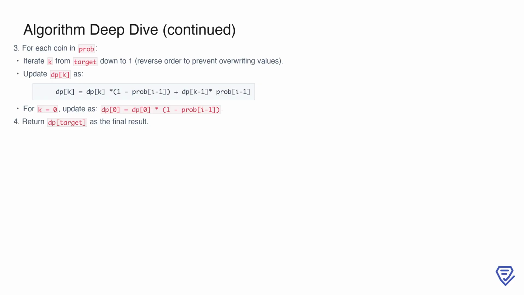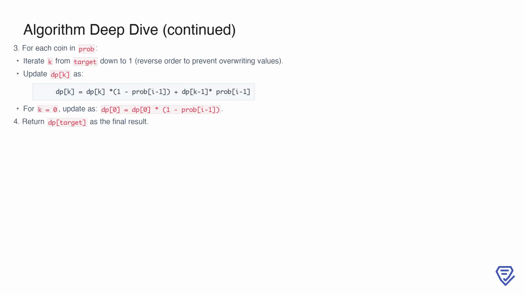This reverse iteration is crucial to prevent overwriting values that are still needed for calculations. For each k, we update the probability using the formula dp[k] = dp[k] * (1 - prob[i]) + dp[k-1] * prob[i], which combines the probabilities of excluding and including the current coin. For the special case where k is 0, we update dp[0] as dp[0] * (1 - prob[i]), since there's no contribution from heads.